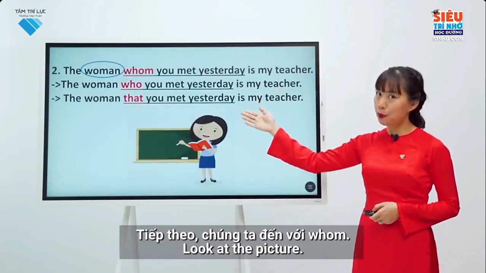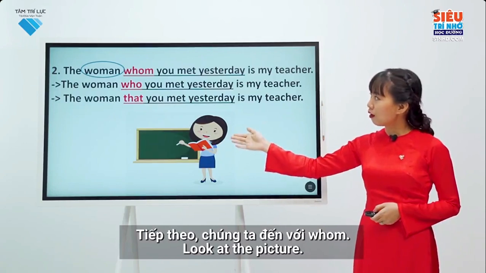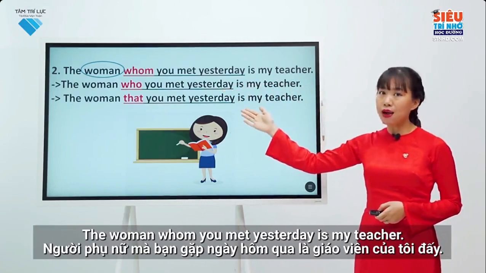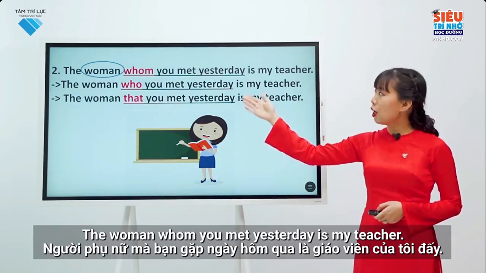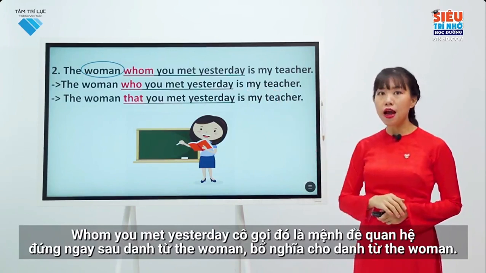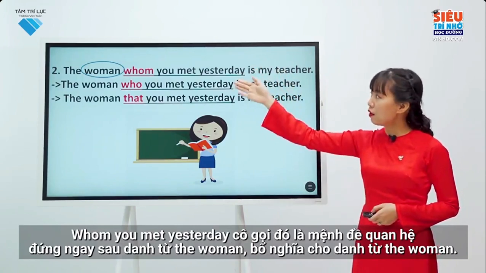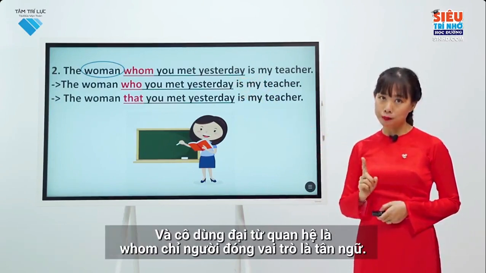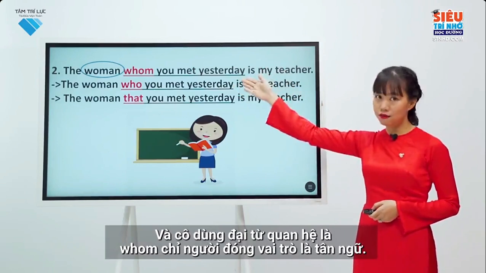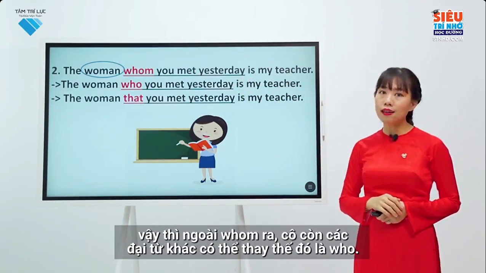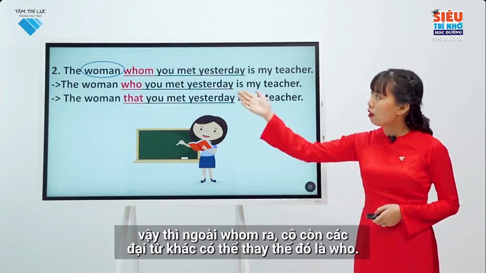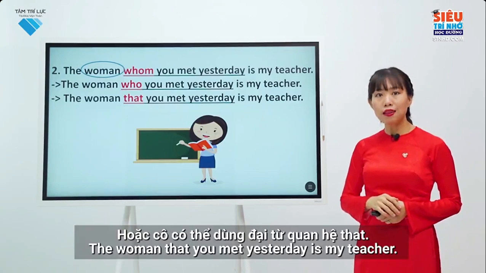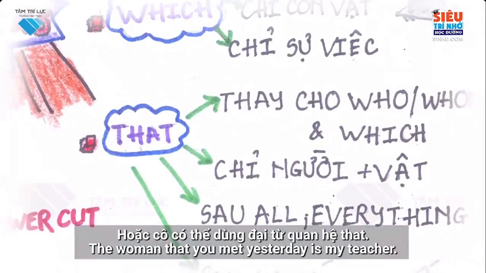Next, we come to whom. Look at the picture. The woman whom you met yesterday is my teacher. Whom you met yesterday is a relative clause standing right behind the noun, the woman, and supporting the noun, the woman. And I use the relative pronoun whom for a human that is an object. Besides whom, I have other pronouns to replace it. The woman whom you met yesterday is my teacher. Or I can use the relative pronoun that. The woman that you met yesterday is my teacher.